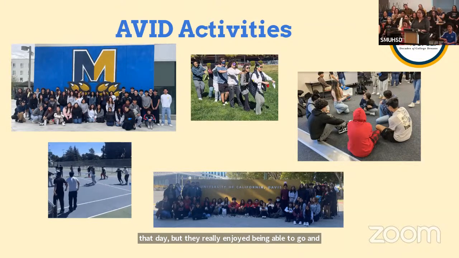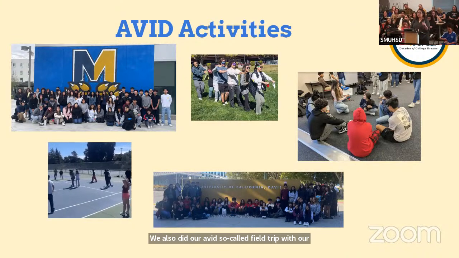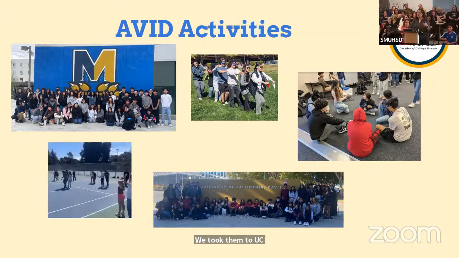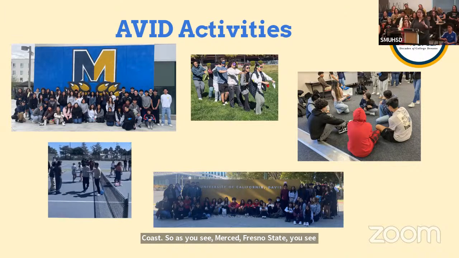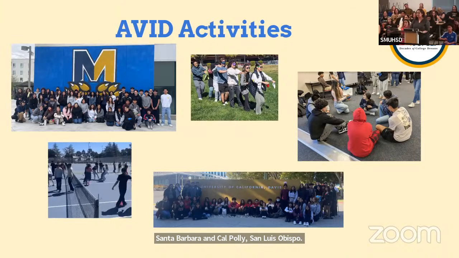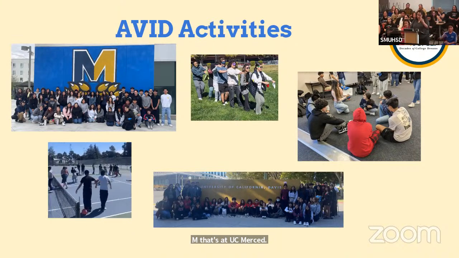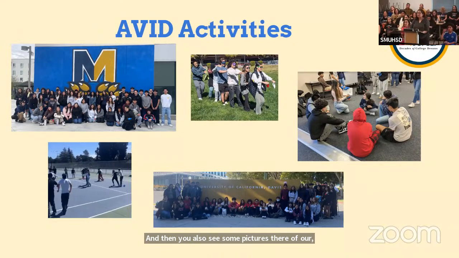We also did our Avid SoCal field trip with our sophomores and juniors. This year was Central Coast, so it was UC Merced, Fresno State, UC Santa Barbara, and Cal Poly San Luis Obispo. You can see a picture there on the slide with the M. That's at UC Merced. And you also see some pictures of our fall field trip at the bottom, UC Davis, and some of our community building activities.